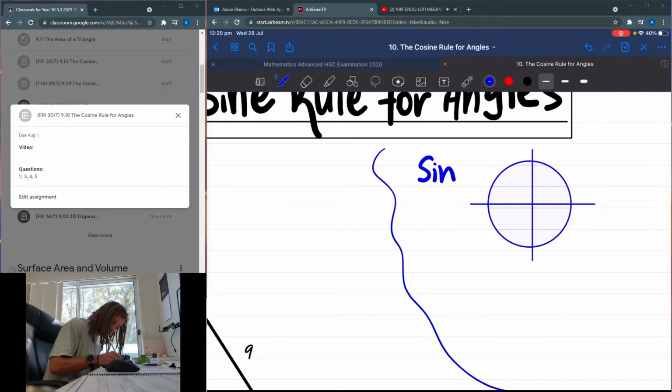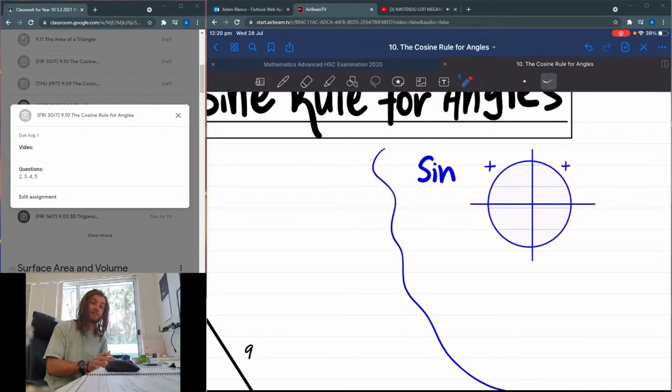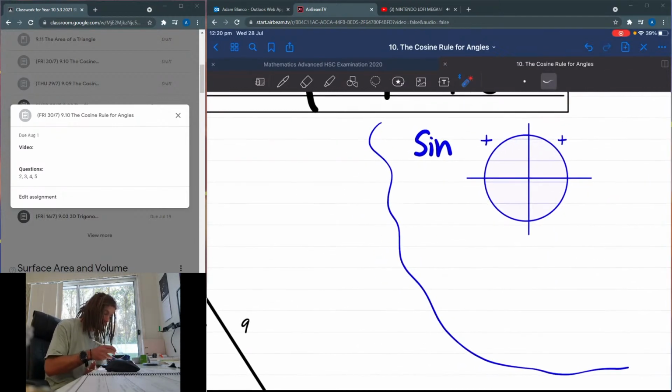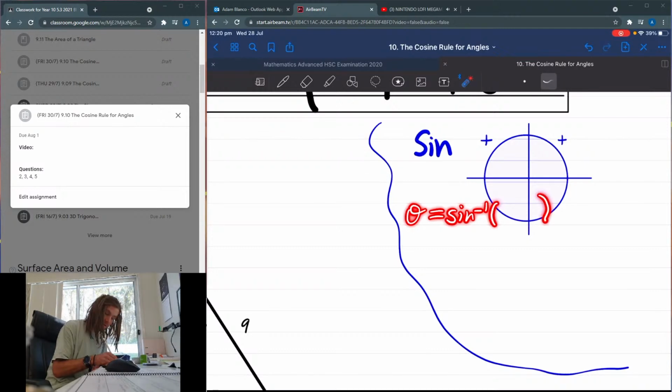With sine, let me draw my circle. Now sine is positive here and also positive there. So when you get your solution, you've got to decide whether it's obtuse or acute, or the question has to tell you, because you don't actually know, because these are going to be positive in both cases. So what I mean by that is when your last line of working out is theta equals sine minus 1 of something, then it's going to be positive no matter what.